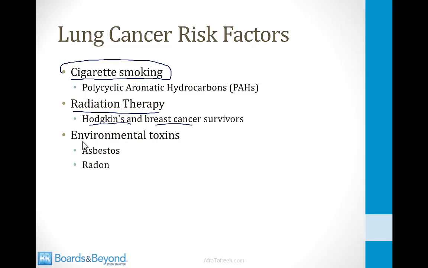And then finally, there are a couple of environmental toxins that can lead to lung cancer. One is asbestos. This is used as insulation in ships and roofing and around pipes. If you inhale asbestos, you can get asbestosis, which is a risk factor for lung cancer. And also radon. Radon is a naturally occurring substance that can get into homes through the ground. Most people, when they purchase a home, have it tested for radon levels, because if the levels are high, that can lead to lung cancer if you live in the house.